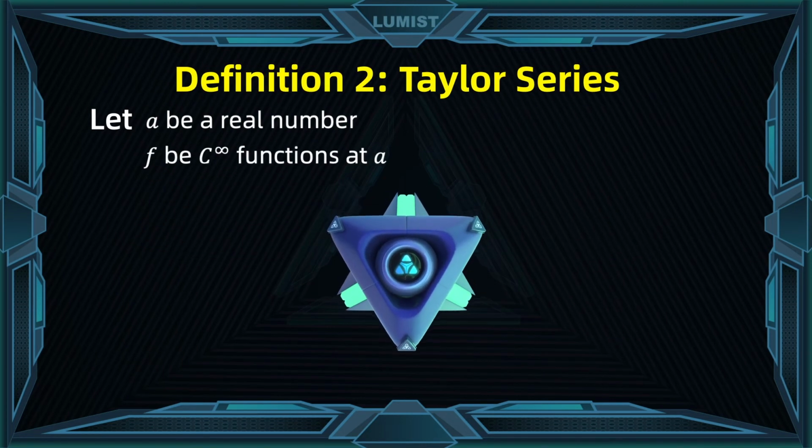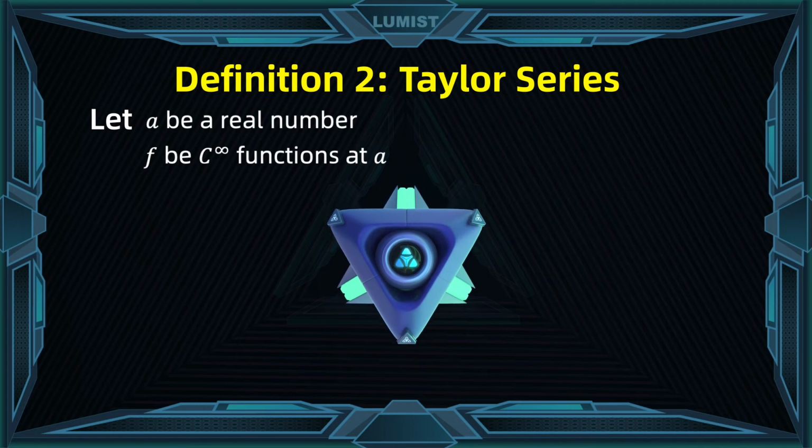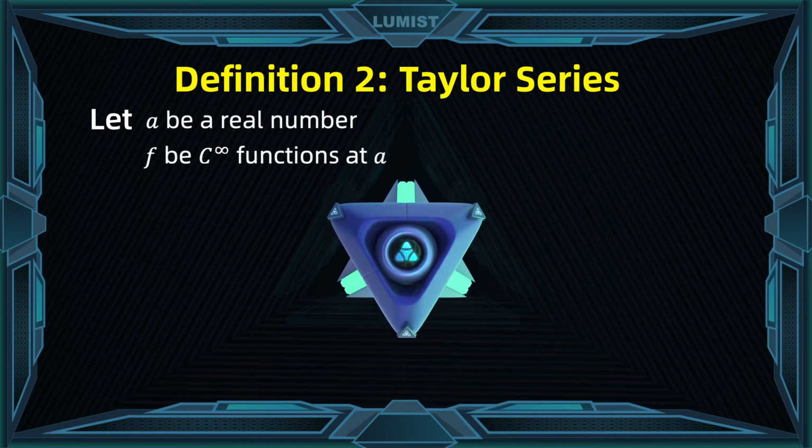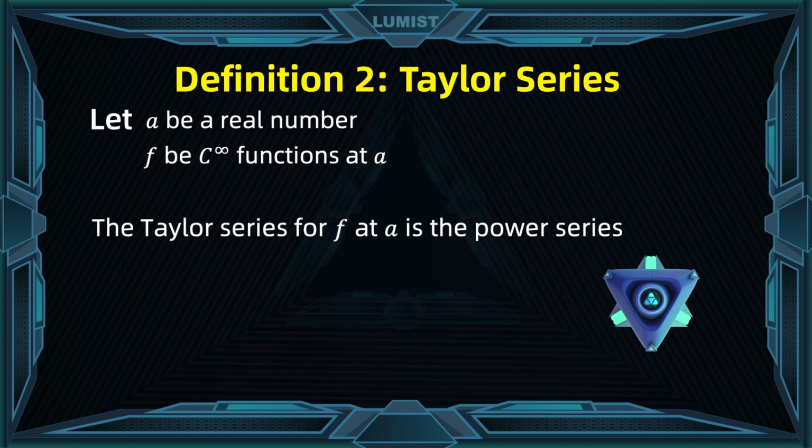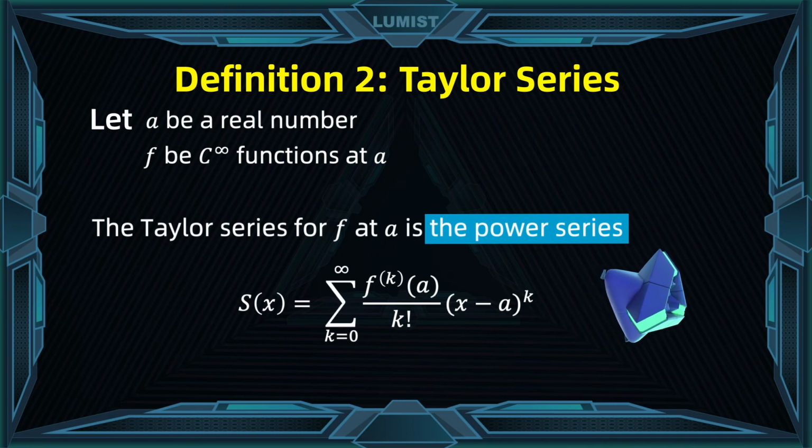Our second definition would be the Taylor series. Let a be a real number, and let f be C infinity functions at a. The Taylor series for the function f at a is the power series S(x), which is equal to the sum of f^(k)(a) over k factorial multiplied by (x minus a)^k, from k equals 0 to infinity.